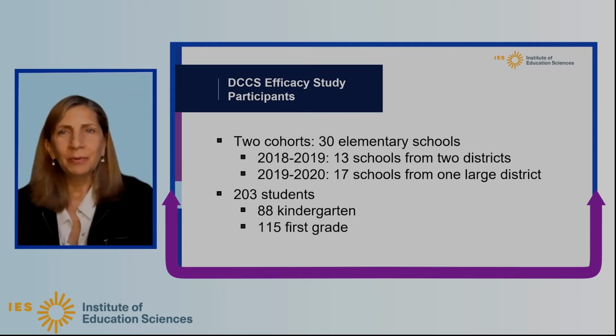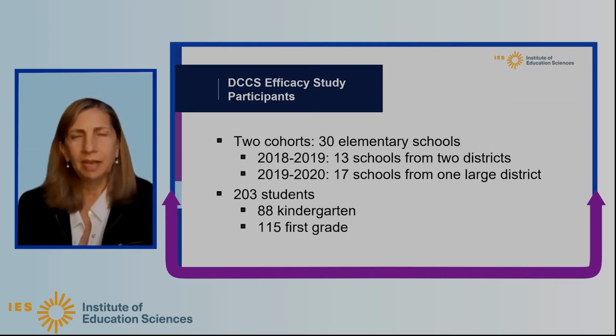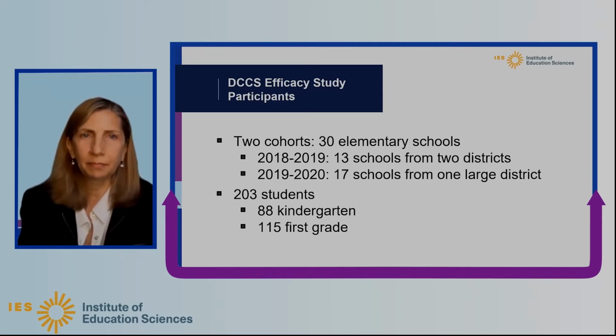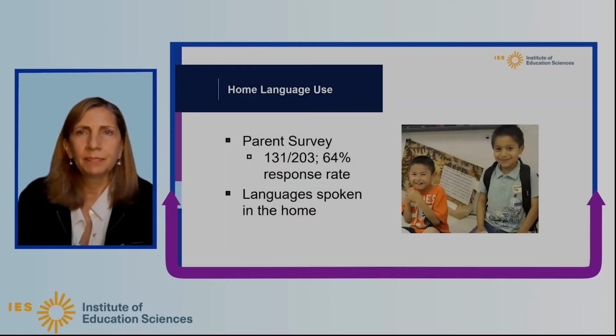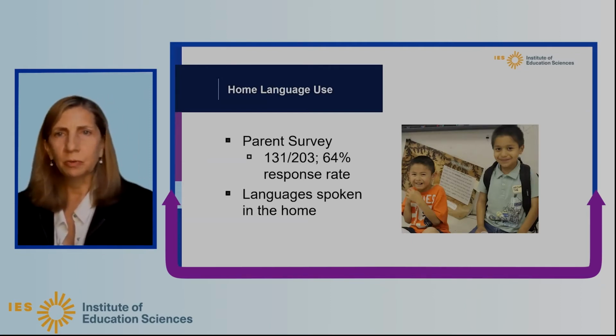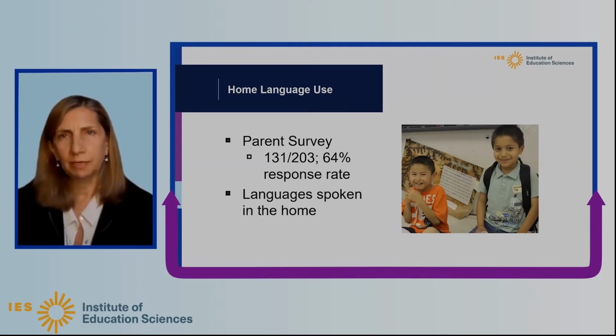As I mentioned earlier, we've collected 2 cohorts of data for our RCT studying the impact of our PD program on teachers and students. And so far, we've worked with 30 elementary schools in 3 districts with a total of 203 students in kindergarten and 1st grade. At the end of the school year, we also asked parents to complete a survey about their children's school experiences. We asked a series of questions about the home language environment. 131 parents responded to this survey for a response rate of 64%.